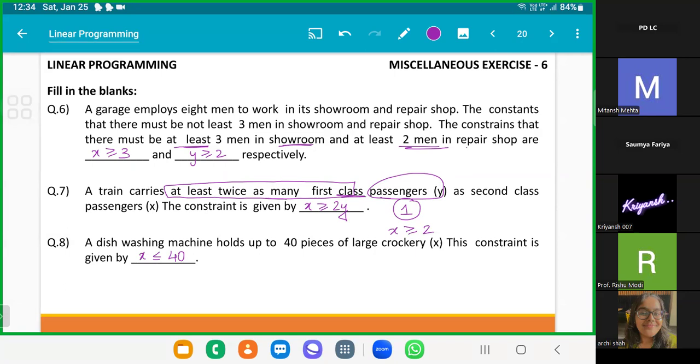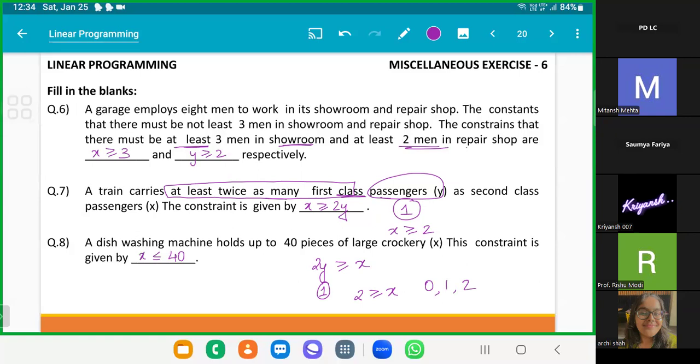So 2y should be greater than or equal to x now. Why 2y is greater than, acha, chalo, understand. Suppose you write this way, 2y greater than equal to x, right? If you take one passenger of first class, so what is the limitation now? Your x can be 0, 1 or 2.